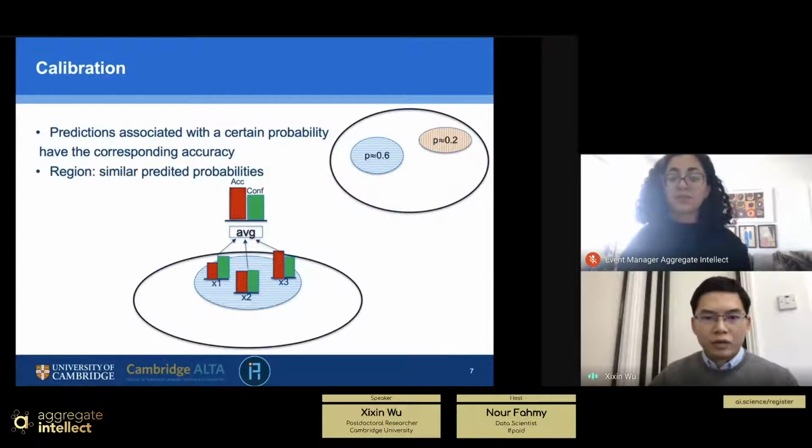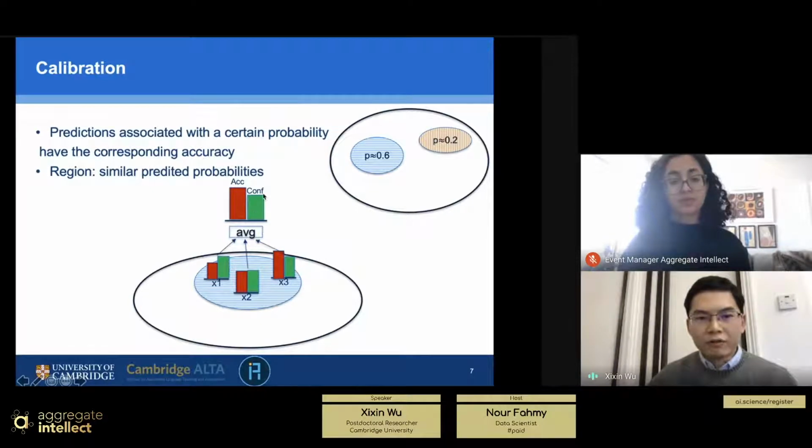So I will again explain calibration with such a figure. As we said, calibration means the predictions associated with a certain probability have the corresponding accuracy. This naturally leads to a concept called region, which consists of samples with similar predicted probability. Let's assume that we have a whole space for the input, and then there is a region. In this region, all of the predicted probabilities are as similar to each other as possible, like they are all similar to 0.6. And for the samples in this region, when averaged together, there is an accuracy. That means how much of the time the sample is predicted correctly.